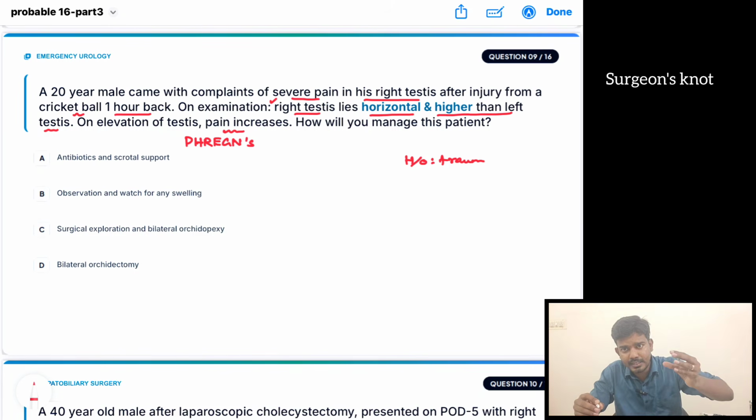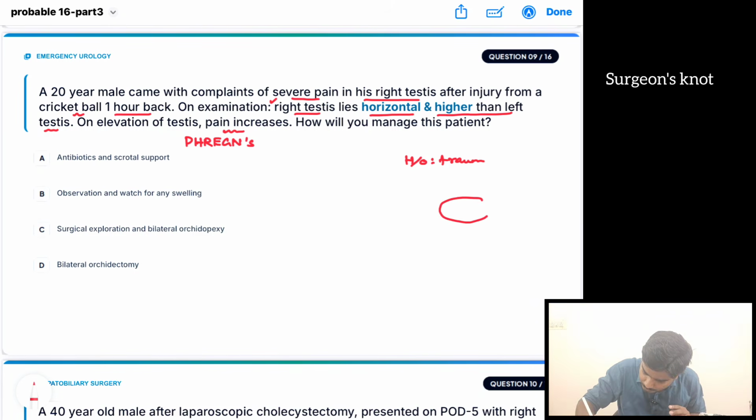Okay, so it is the Angel sign. The affected testis lies either horizontal or above that of the normal testis. Okay, there is also a history of trauma. Everything is suggestive of testicular torsion. How are you going to manage? Testicular torsion is a surgical emergency. So we are going to proceed with surgical exploration.